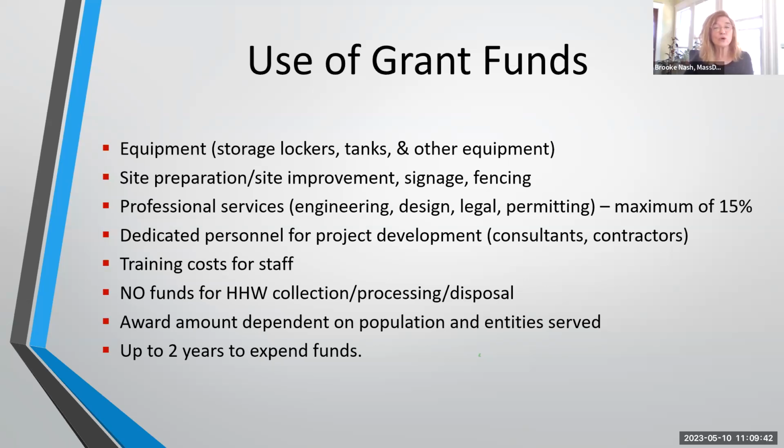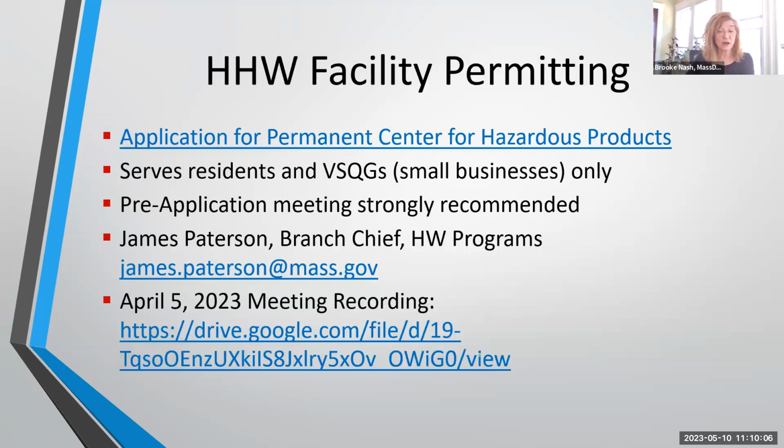And we will award funds based on the population that's being served and the entities. I mentioned small quantity generators. Small businesses are often really strapped to find a way to safely manage their household hazardous waste. And this is a great way to allow them to use a permanent center. And the grant can run for up to 2 years. So you would have 2 years to get this done. And next slide.